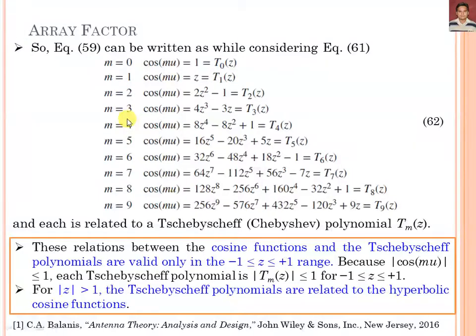and each is related to the Chebyshev polynomial, T of m of z, where we are taking m equal to 0, 1, 2 up to small m. And this relation of equation 62 between the cosine function and the polynomials is valid only if the range lies between -1 to +1.